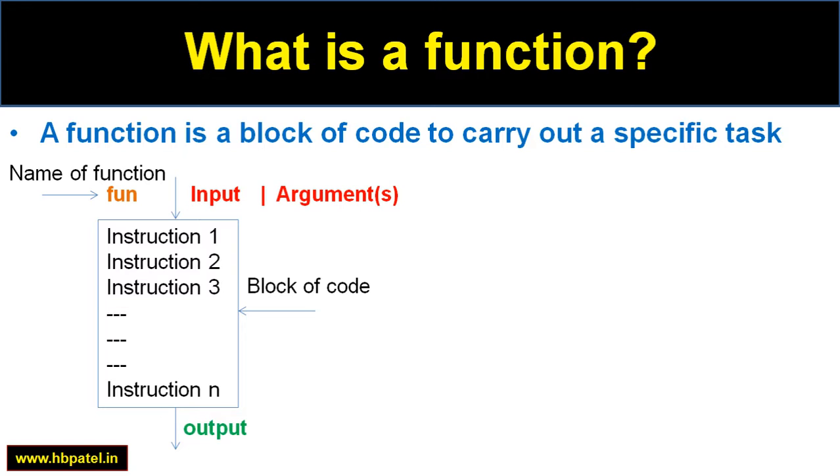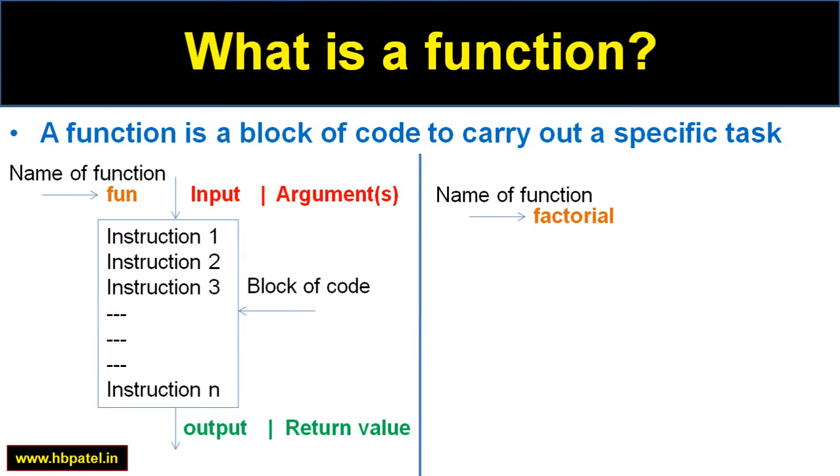So inputs, sometimes we call them arguments, and outputs we call return value. Arguments could be nil, it could be 1, or it could be more, and return value could be nil or 1. You can return maximum 1 value in C function.